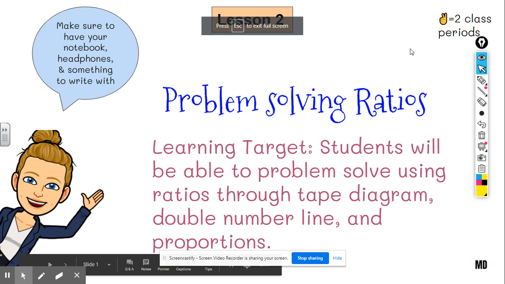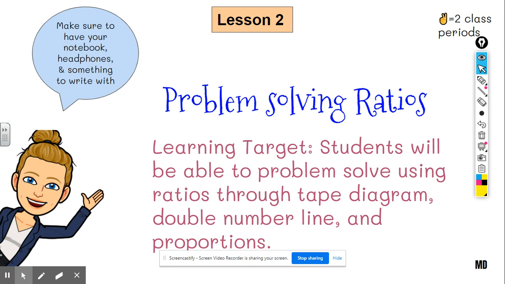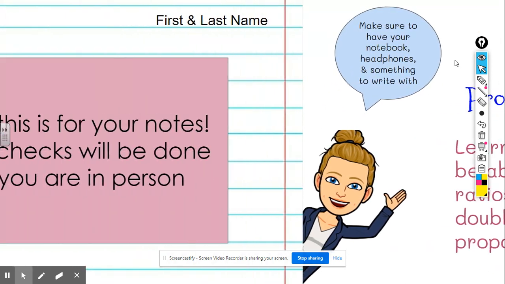Hi everybody, today we are on lesson 2, problem solving ratios. By the end of today, you should be able to problem solve a ratio using a tape diagram, a double number line, and proportions. You need to make sure you have your notebook and you are ready to take notes.